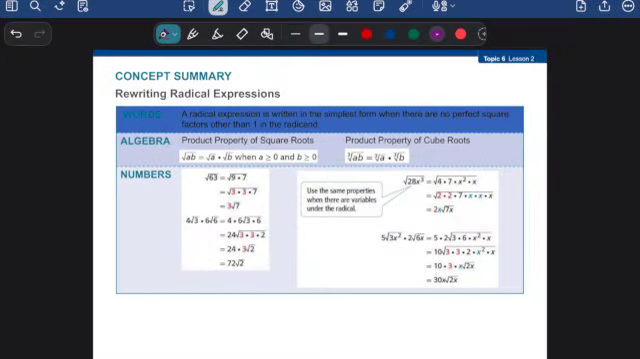We made it to the concept summary. Good work today. Okay, you might want to review a couple of these to practice simplifying your radicals. Remember, you're looking for perfect squares that you can factor out.